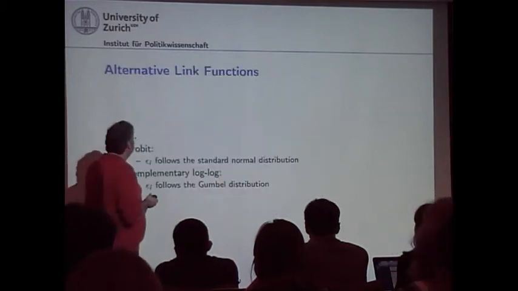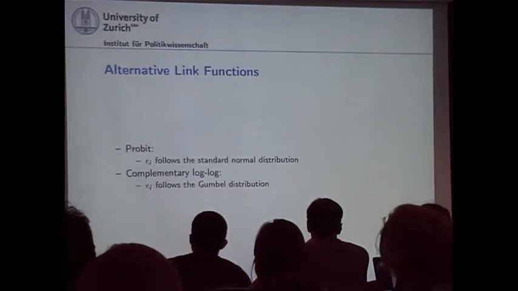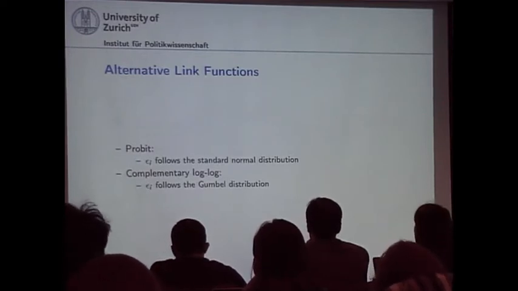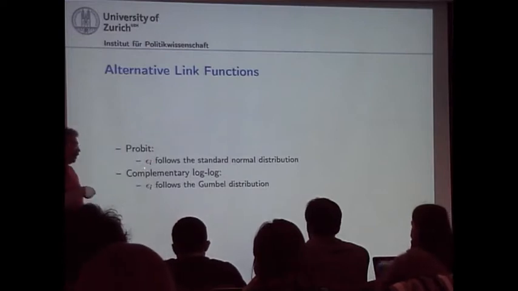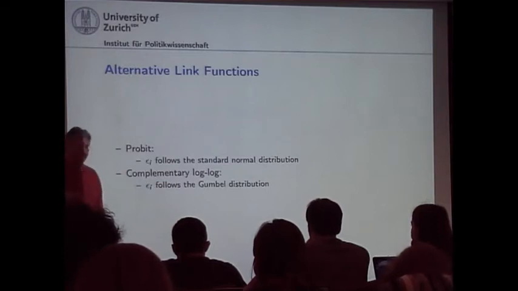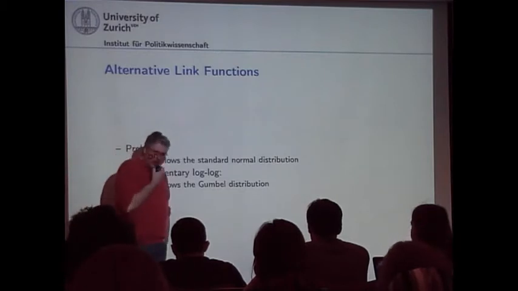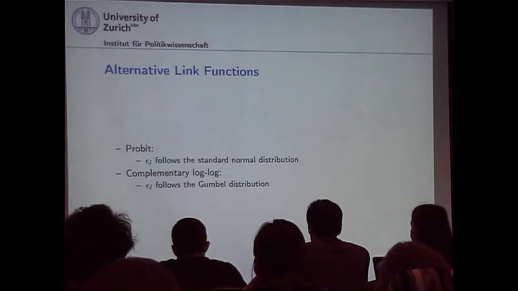Well, this is the Logit specification. There are alternatives, but I will not talk much about them because the Logit specification is one that we can carry with us very easily to ordinal dependent variables and polytomous dependent variables. But a probit model would say epsilon follows a standard normal distribution, and there's also something known as the complementary log-log link function, which uses the Gumbel distribution for epsilon.